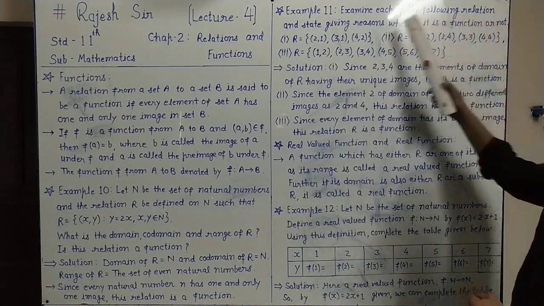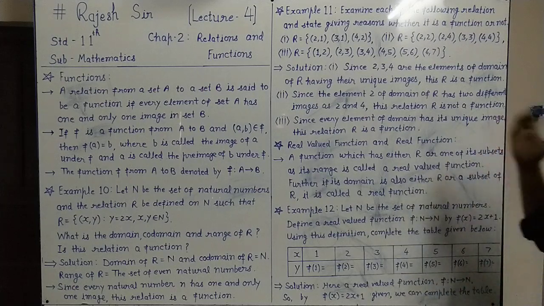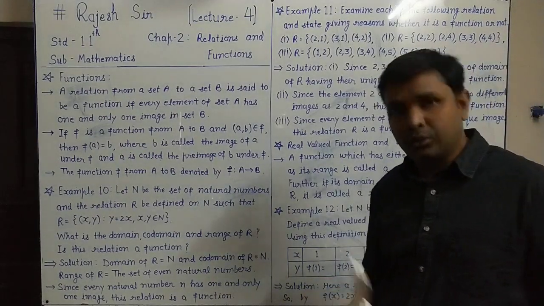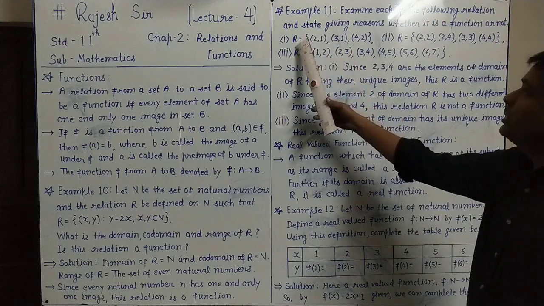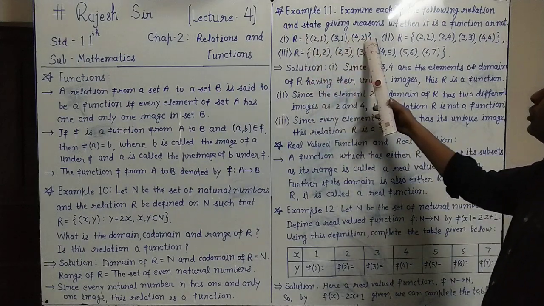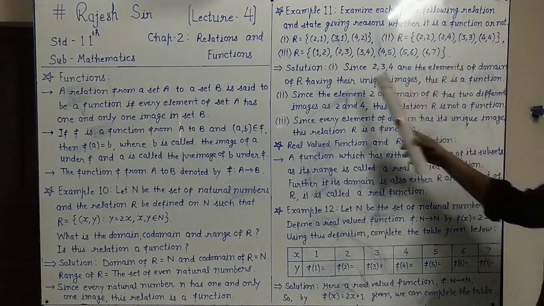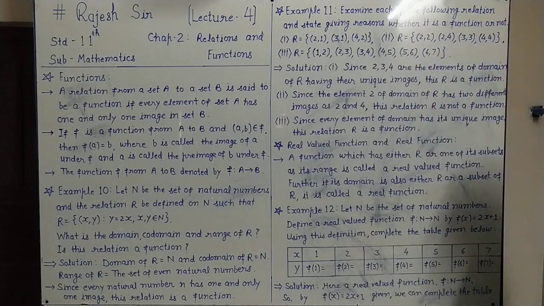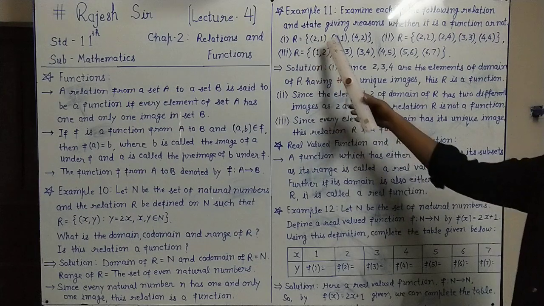Example 11. Examine each of the relations and state, giving reasons, whether it is a function or not. Again, three relations are given here, and we have to examine whether these relations are functions or not, giving reasons. The first relation is {(2,1),(3,1),(4,2)}, and the second relation is {(2,2),(2,4),(3,3),(4,4)}. The third relation is {(1,2),(2,3),(3,4),(4,5),(5,6),(6,7)}. So in the solution, we will examine the first one first.